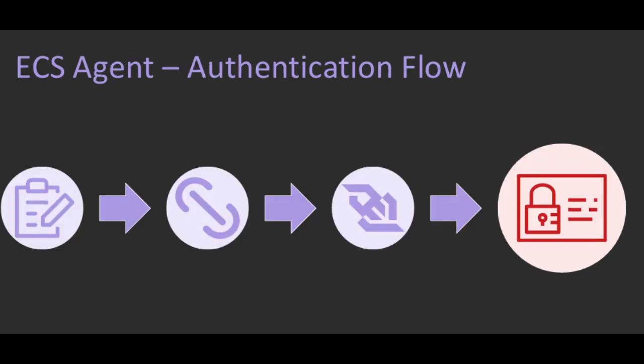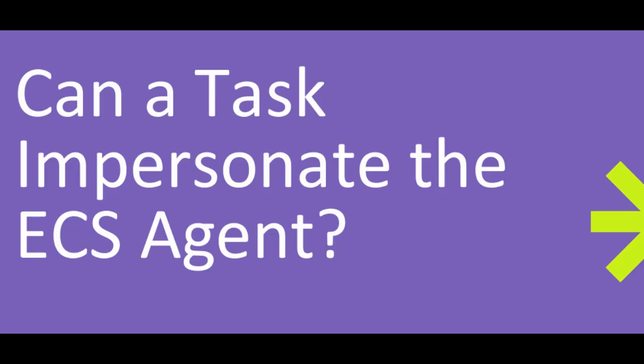So, the agent's authentication flow is: 1. Use the instance role to get a WebSocket URL. 2. Use the same role to sign into the WebSocket. 3. Ask for the credentials. 4. Receive them all. The billion-dollar question: can a task perform this same flow and impersonate the agent?